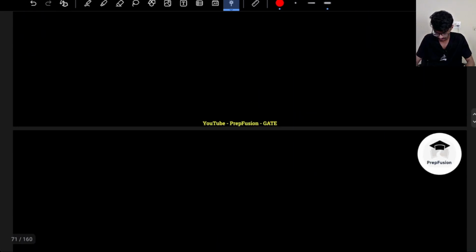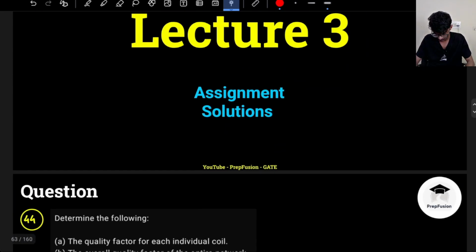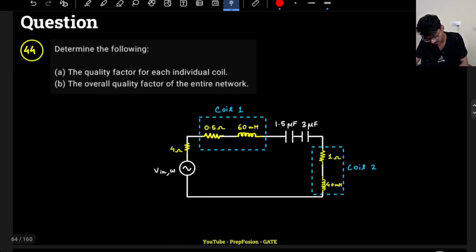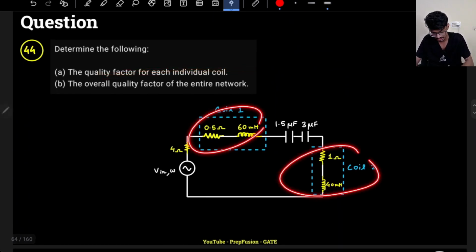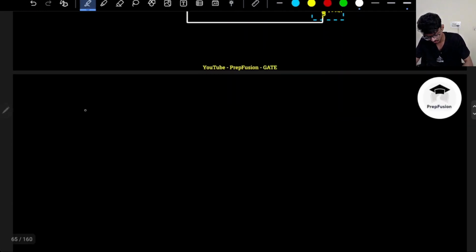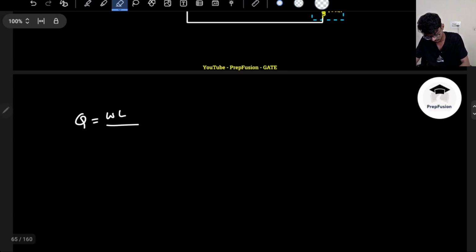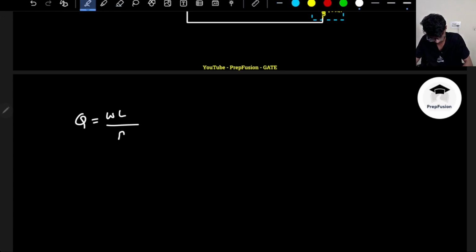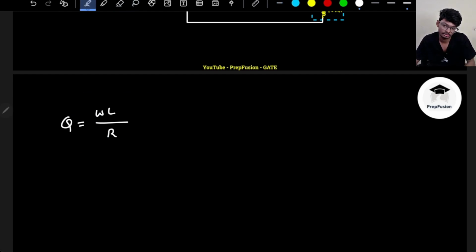So I will start with the first question. Here we have to find out the quality factor of each individual coil, and the quality factor of the overall network. Individual coils you can very easily find out. Quality factor for a single coil is omega L divided by R.